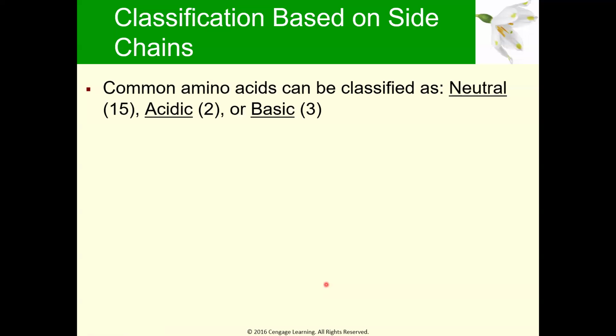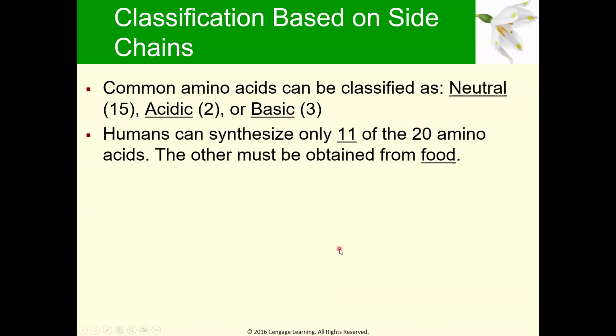Okay. So now let's just mention one thing about those side chains. Again, I don't expect you to memorize all of them, but know that they're in 3 categories. Neutral, and that's most of them. That R group does not participate in any acid-base reactions at all, for 15 of them. But then 2 of them are acidic, and then 3 of them are basic. Also, this is more trivia than anything else, humans can synthesize 11 of the 20, but the other must be obtained from food. I guess you could also use pills, dietary supplements.